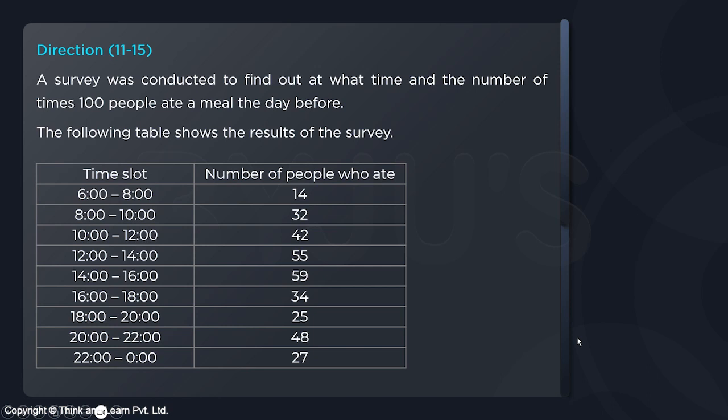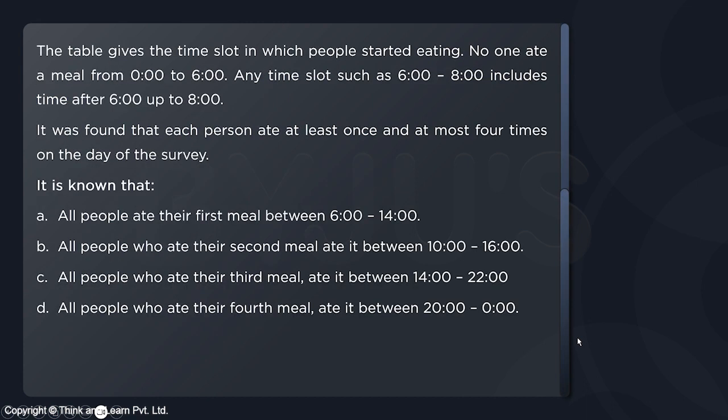So here the question says a survey was conducted to find out at what time and the number of times 100 people ate a meal the day before. The following table shows the results of the survey. So these are the time slots in which these people ate. The table gives the time slot in which people started eating.